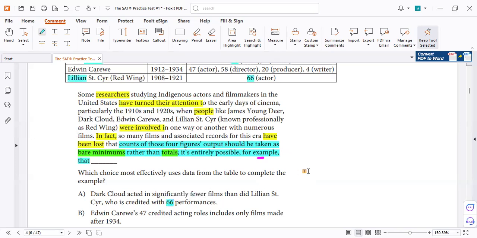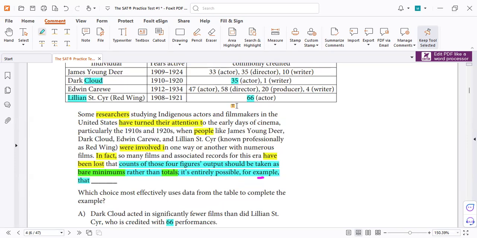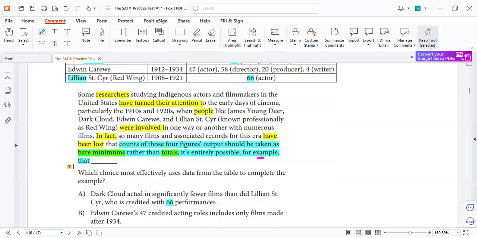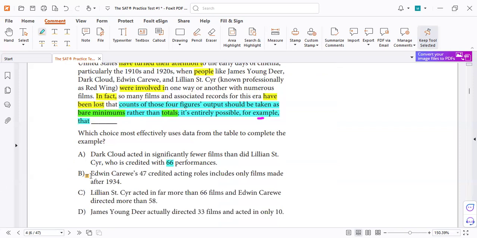A is not correct because of the language. He said it should be taken as bare minimum. Here, when he mentioned in answer A the exact number, but he said this is minimum, so it could be more. So he must say here approximately or at least, not exactly the number. So the writer mentioned these are bare numbers because most of the films have been lost. So A is not clear. B is not correct. Wrong. Lillian acted in far more than, in B, C.